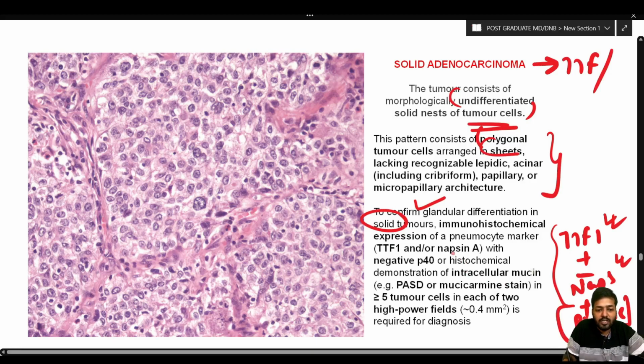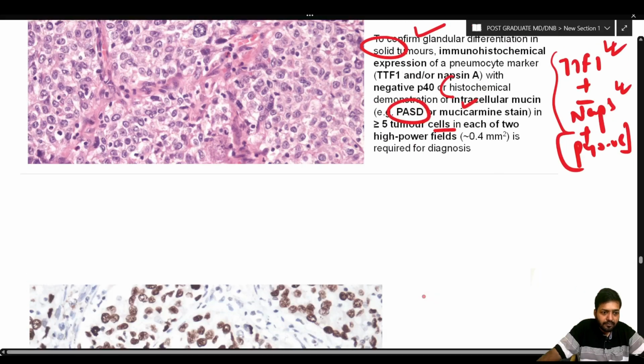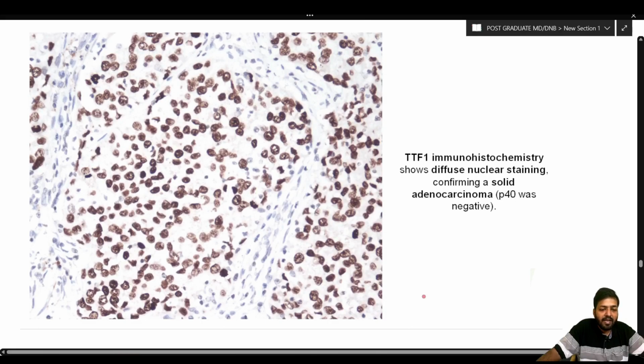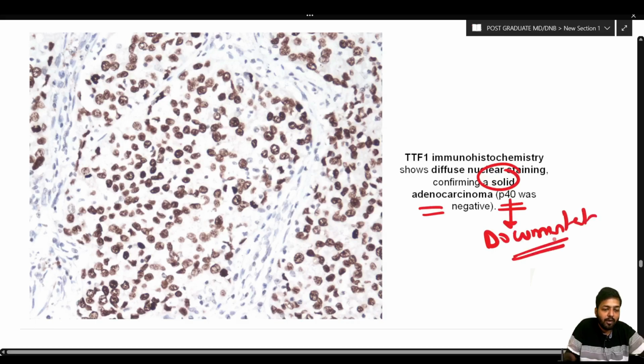Along with that, you can do histochemical demonstration of intracellular mucin using PAS-D or mucicarmine in more than or equal to 5 tumor cells in each of the two high power fields. Now the TTF1 immunohistochemistry shows the diffuse nuclear staining confirming a solid adenocarcinoma. This tumor was also P40 negative. So P40 negative documentation is very important. Okay, you have to keep that in this panel.